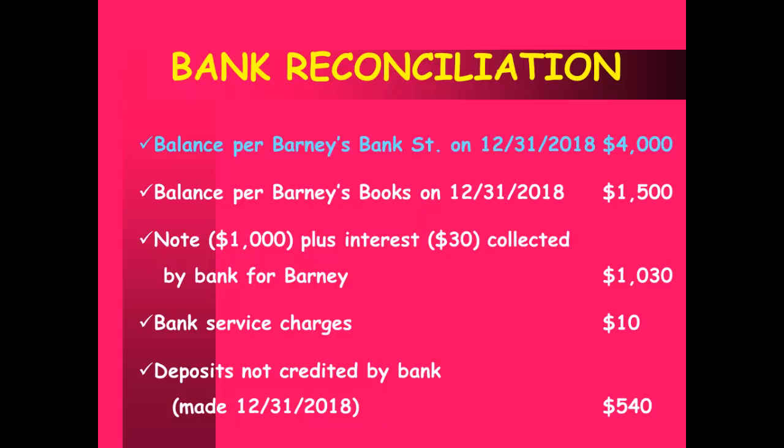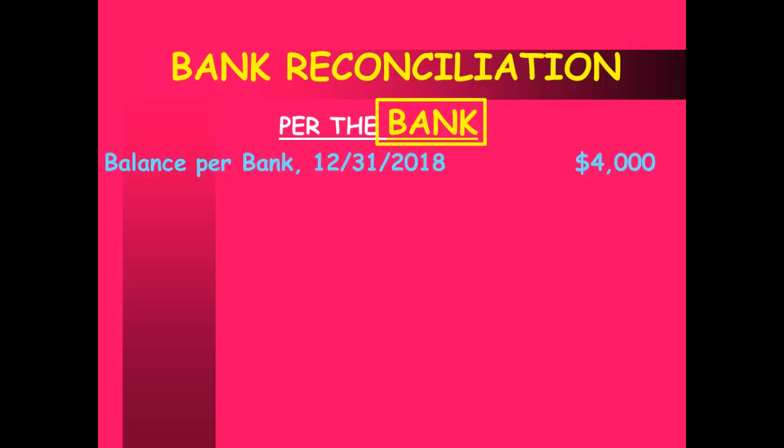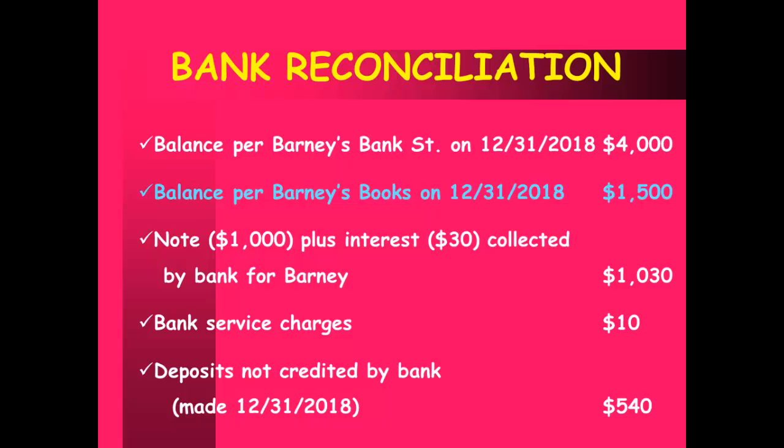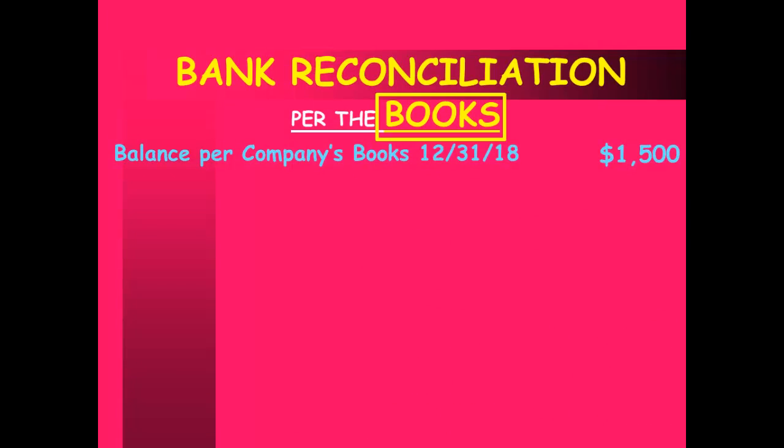Now, I've given you some items for starters. I tell you that the balance per the bank is $4,000. All right, so do you see below where I filled that in for you on the bank side? I've already filled that in. Balance per the books, again, $1,500. Do you see where I filled that in on the book side for you?